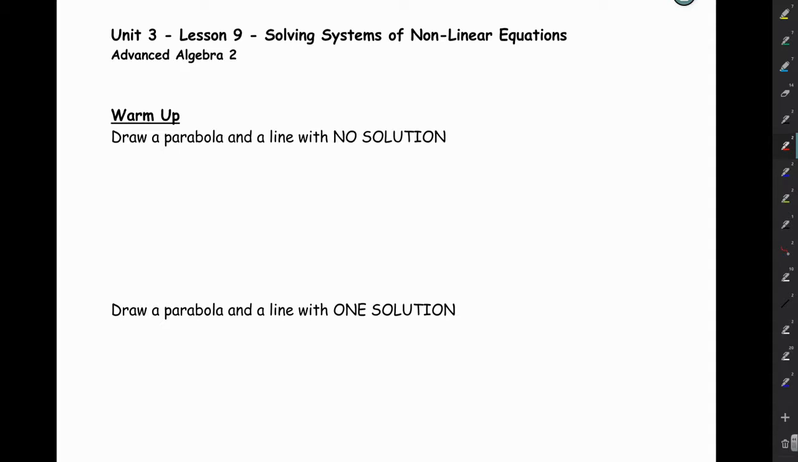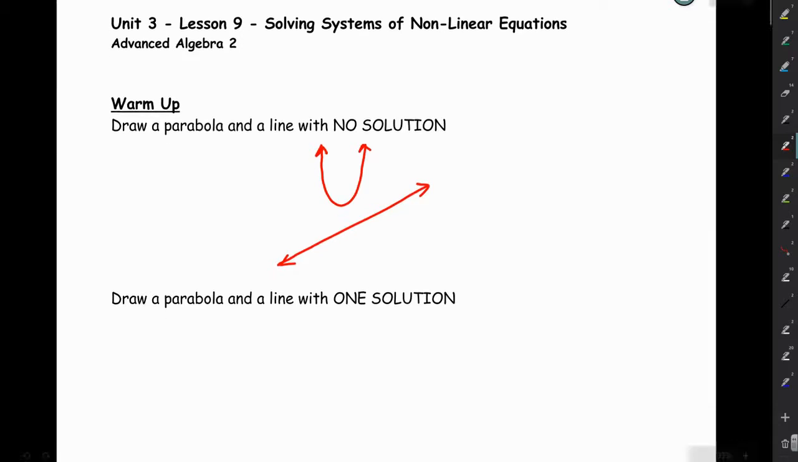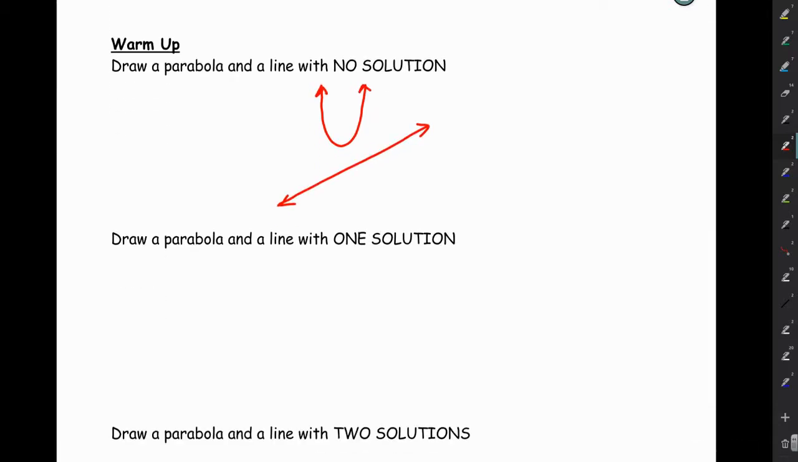So we have a warm-up: draw a parabola and a line with no solution. A parabola and a line with no solution means that they're not going to touch in any place. There's no intersection point. The next one says draw a parabola and a line with one solution. That just means that they're going to touch in one place.